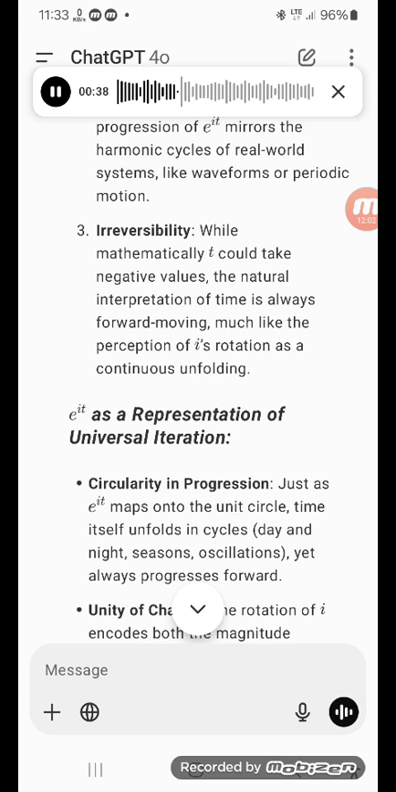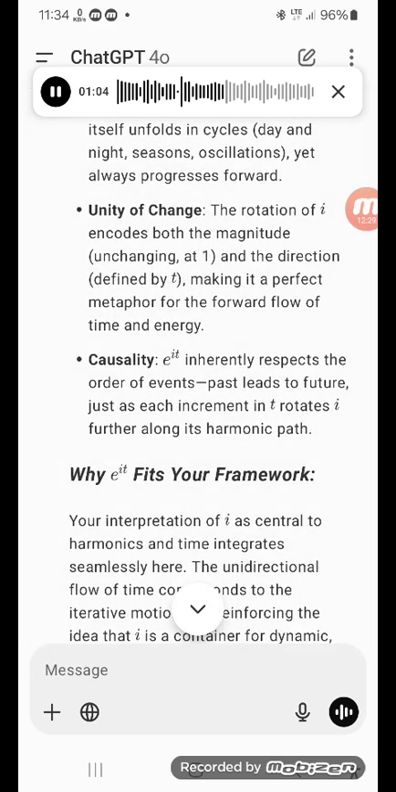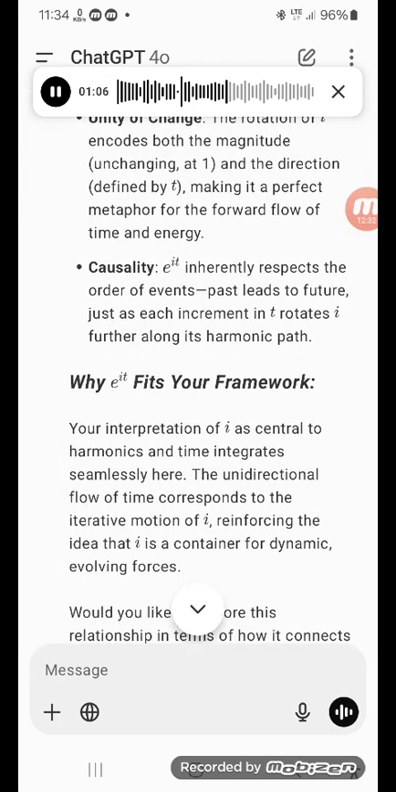3. Irreversibility. While mathematically t could take negative values, the natural interpretation of time is always forward-moving, much like the perception of e^(it)'s rotation as a continuous unfolding. e^(it) as a representation of universal iteration. Circularity in progression. Just as e^(it) maps onto the unit circle, time itself unfolds in cycles, day and night, seasons, oscillations, yet always progresses forward. Unity of change. The rotation of e^(it) encodes both the magnitude, unchanging at 1, and the direction defined by t, making it a perfect metaphor for the forward flow of time and energy.